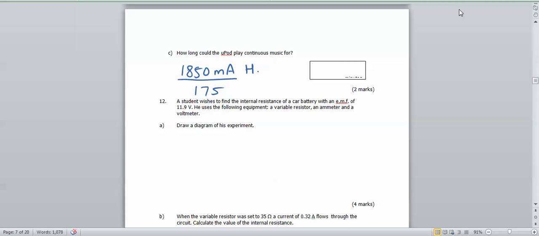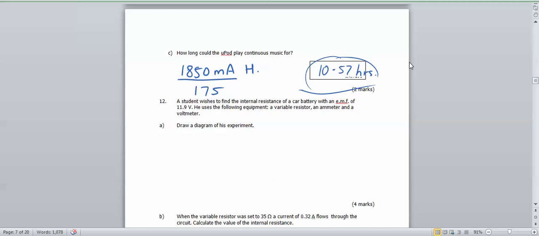So we've got that's going to be equal to 10.57 hours to be fine. So 1850 milliamp hours, well, it's going to be 175, that means that it can handle 1850 milliamps for an hour. So given that, it works out roughly to 10.57 hours.